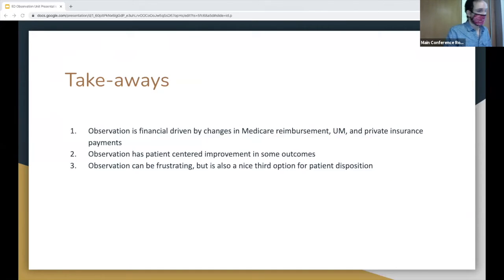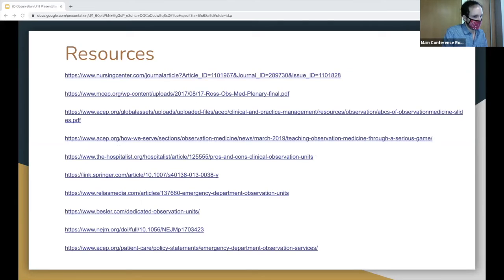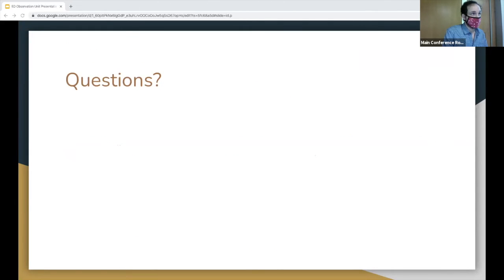So just some takeaways. Observation units are financially driven by changes in Medicare reimbursement, utilization management, and private insurance companies. They do have some patient-centered outcomes, but it can be seen as a financial process. And then observation can be very frustrating, but it also is a nice third option for us as EM providers to help us in our disposition decisions. These are my resources. Any questions?